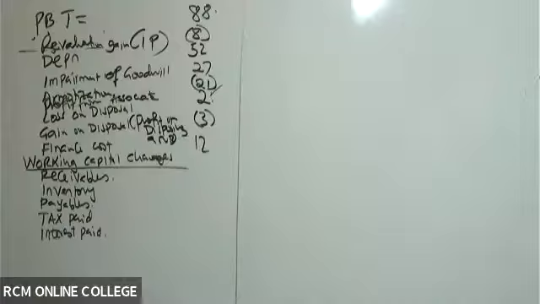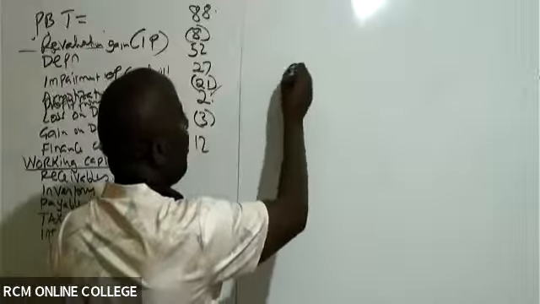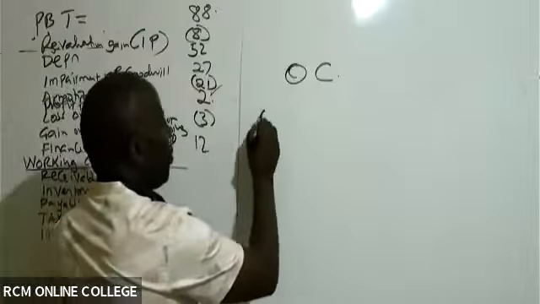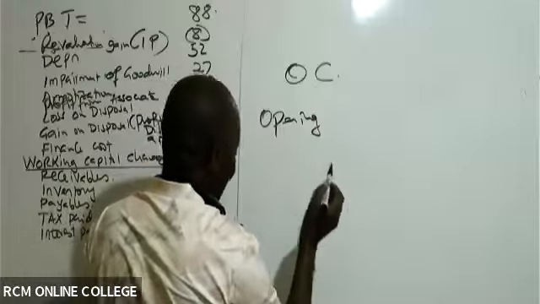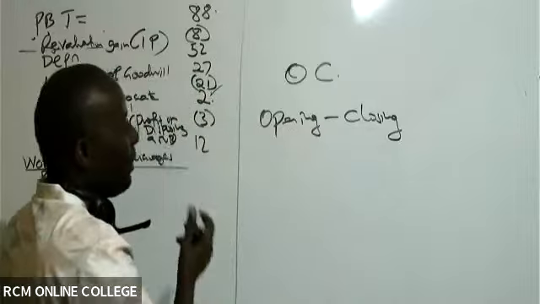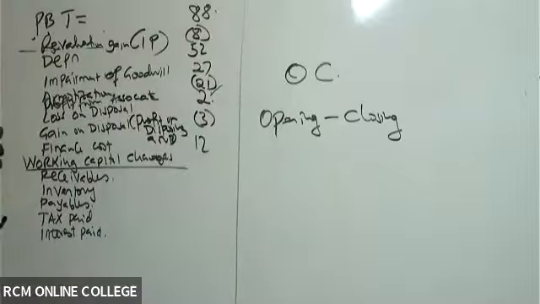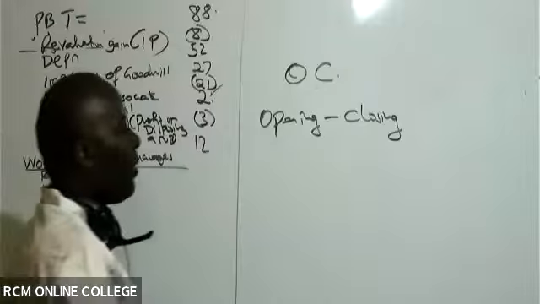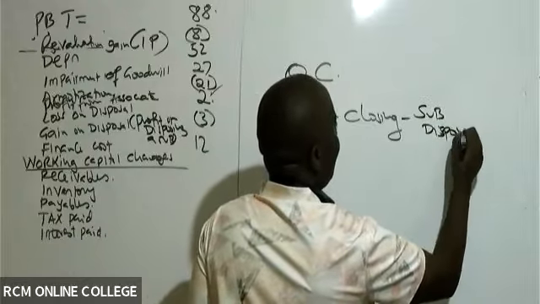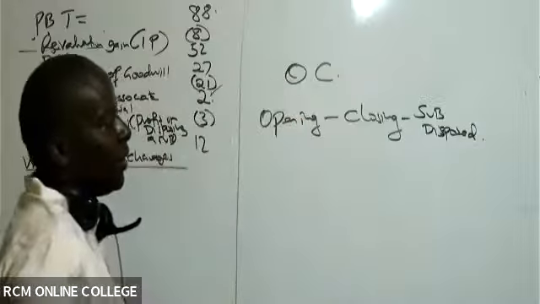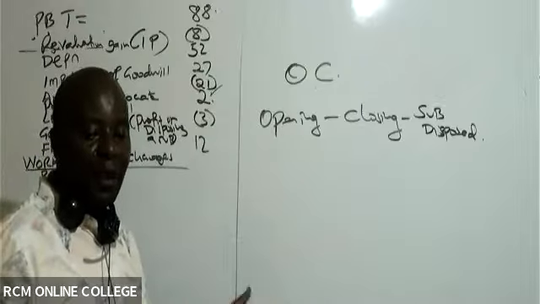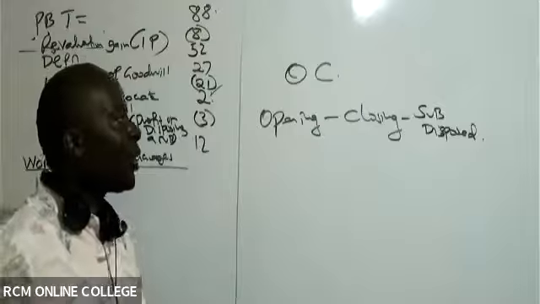Under working capital changes, we normally use the acronym OC: opening minus closing. Anytime you have working capital changes, it is opening minus closing, minus subsidiary disposed. If we acquired a new subsidiary, we would have said plus subsidiary acquired. But this is a subsidiary that was disposed, so it must be leaving with some things.